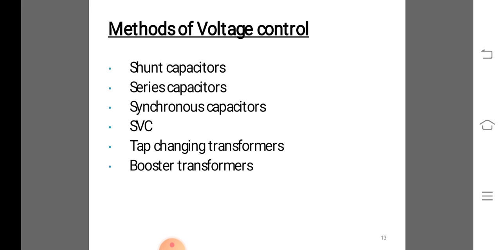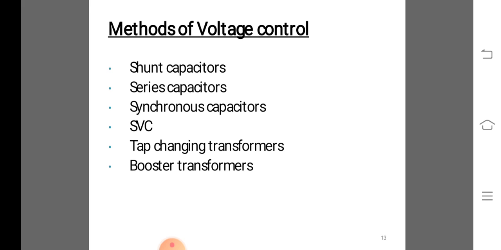It contains many categories. The categories are listed below: shunt capacitor, series capacitor, synchronous capacitor, SVC, tap changing transformers, booster transformer. Let us see the shunt capacitor.